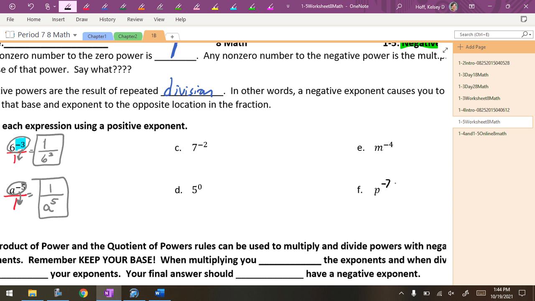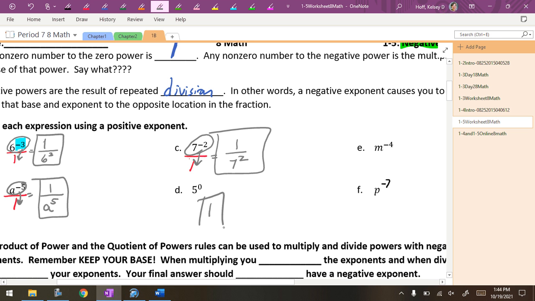All right, C, I have a negative exponent, so I really have it over 1. I can't have a negative exponent, so I pick that base up and I move it. What's my final answer? Very good. 1 divided by 7 to the second. D, who fell for it? 5 to the 0 is 1. Not 5 to the first, not 1 over 5, not anything. There is no exponent remaining. Anything to the 0 power is 1.